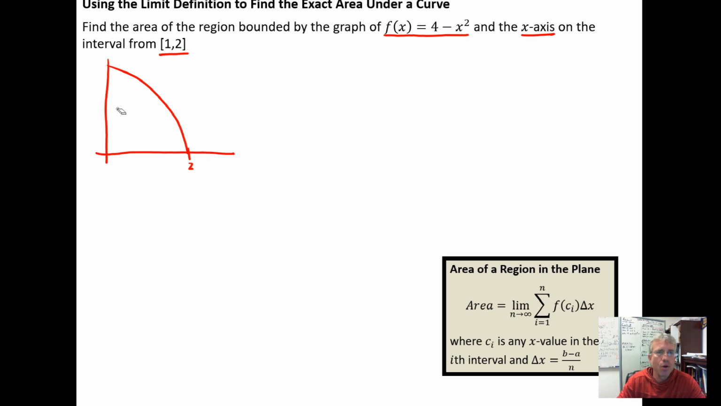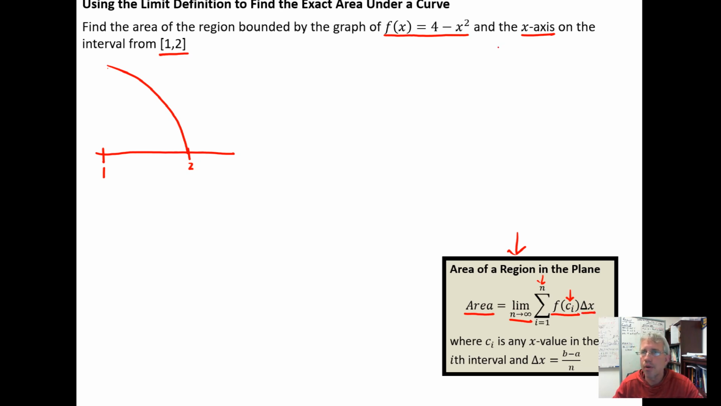I don't really need to know the y-axis, so in order to use the formula for the area of a region, I probably want to give myself a little bit of drawing space. I'm going to put the 1 over here for my closed interval from 1 to 2. Remember, the area is going to equal the limit as the number of rectangles we use to estimate area goes to infinity. We want the sum from i equals 1 to n of f of c sub i, where c sub i is just any x value on the ith interval, and we multiply by delta x, which is the width of each rectangle.